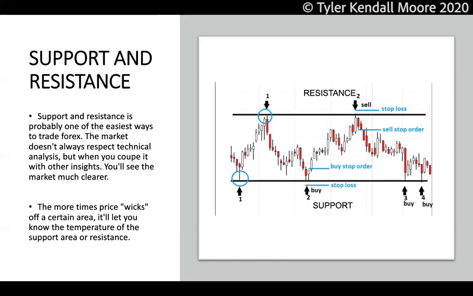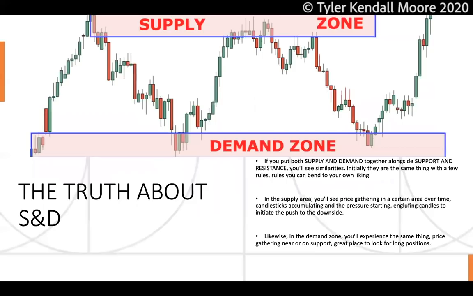So in that zone, once price is not just breaking through the bottom of that point, it creates a support area, and all you do is buy off support. Simple support and resistance, simple S&R. Okay, boom. So the truth about supply and demand. If you put both supply and demand together alongside support and resistance, you will see the similarities. Initially, they're the same thing with a few rules that you can bend to your own liking.